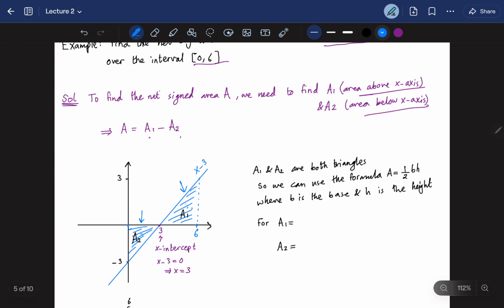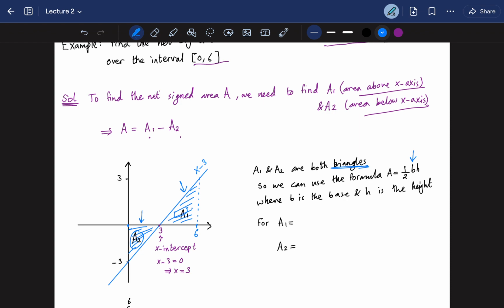The area above is called A1. The area below is called A2. Now, how would we find them? If you notice here, both A1 and A2 are triangles. So using a geometric formula for the area of a triangle, we know the area is just 1/2 times the base times the height. So we can easily find it from the graph. I'll just find the base and height from the graph and apply it in the formula.